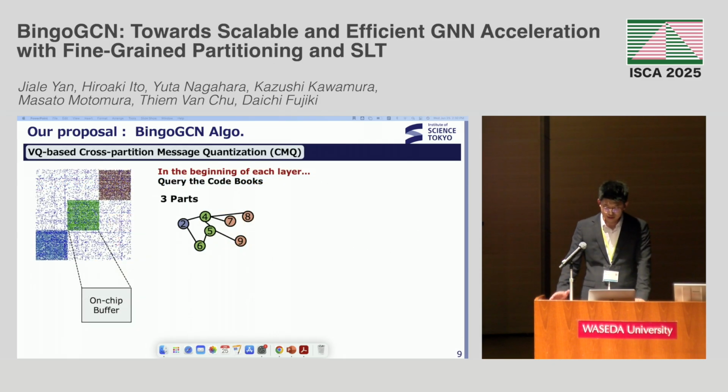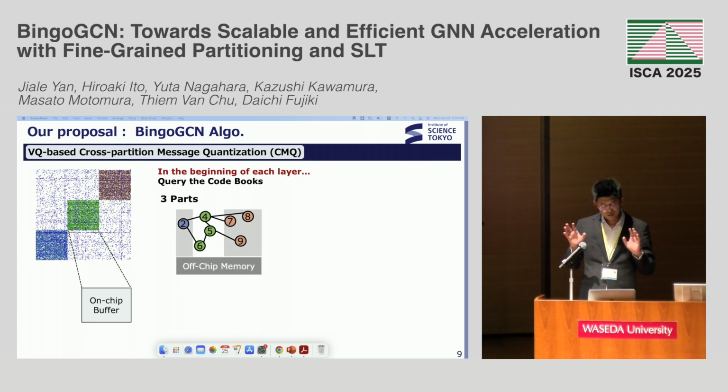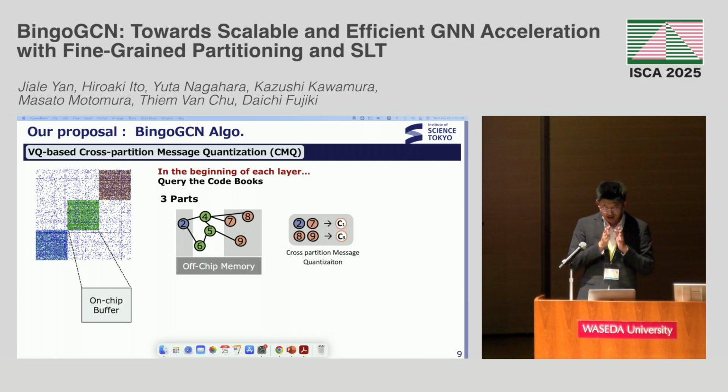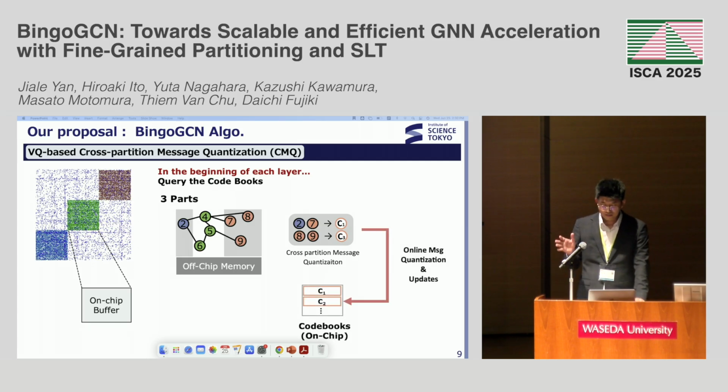Now let's move into details about how to implement vector quantization on the graph. Let me give an example here. We've divided the graph into 3 parts. The middle part has interconnections with the others, and those are usually stored in the off-chip memory. We utilize an on-chip buffer as a codebook.